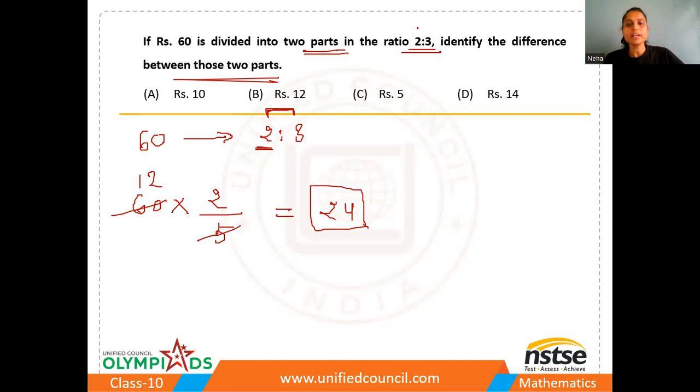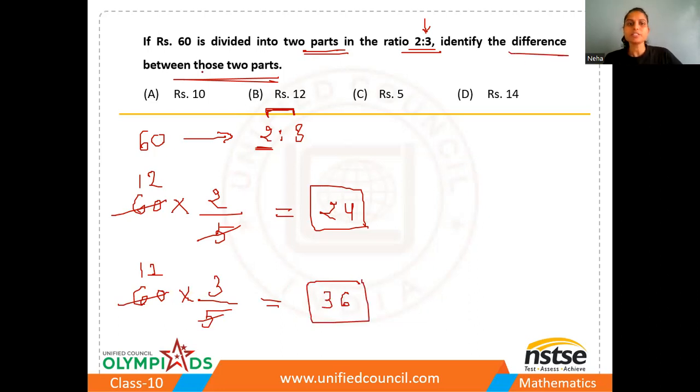Clear? Now similarly try to find the second portion. The second portion is 3. So 60 multiplied by 3, and in the denominator again write the addition. So this is again 12. 12 times 3 is 36. So the second number is 36.